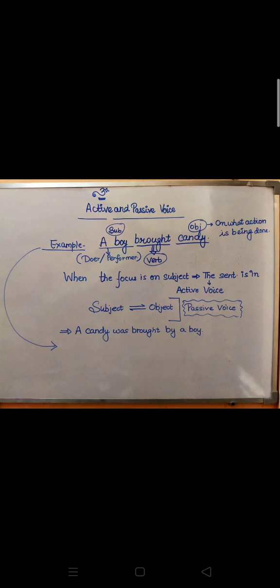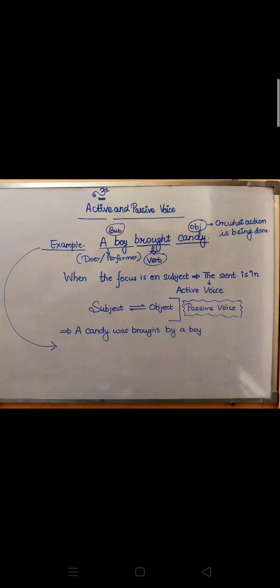Now we also have verb. Verb, we all know, is an action word. Now what is candy? Candy is the object over here. Now what is object? Object is that thing on which an action is being done or performed. So here candy is acting as object. Now let us again move back to the sentence. A boy brought candy. Here what we are focusing on is the boy.